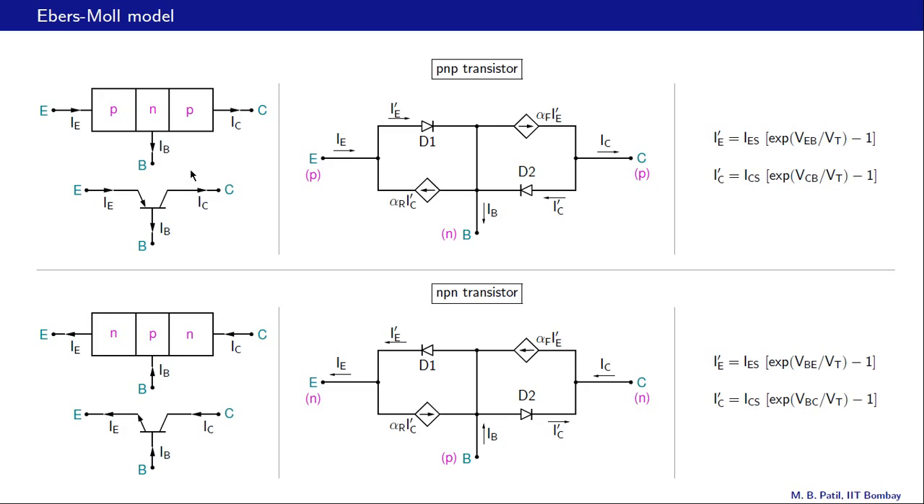In this case, we talk about VEB as the forward bias for D1, and therefore that is the voltage that enters the equation for IE prime. For the other diode, for D2, we talk about VCB as the diode voltage, and that is the voltage that enters the equation for IC prime.